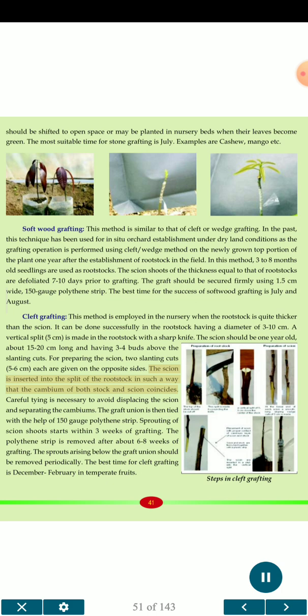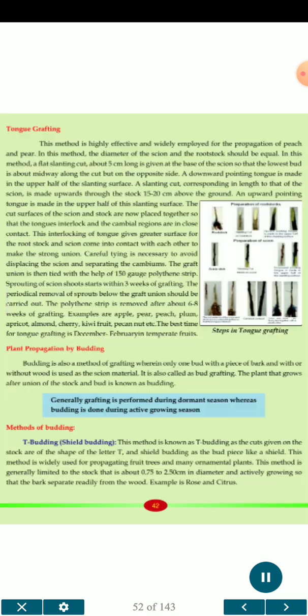The scion is inserted into the split of the rootstock in such a way that the cambium of both stock and scion coincides. Careful tying is necessary to avoid displacing the scion and separating the cambiums. The graft union is then tied with the help of 150 gauge polythene strip. Sprouting of scion shoot starts within 3 weeks of grafting. The polythene strip is removed after about 6 to 8 weeks of grafting. The sprouts arising below the graft union should be removed periodically. The best time for cleft grafting is December-February in temperate fruits. Steps in cleft grafting.